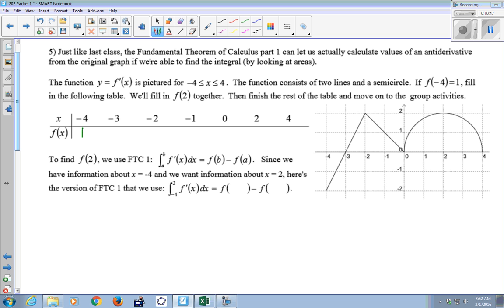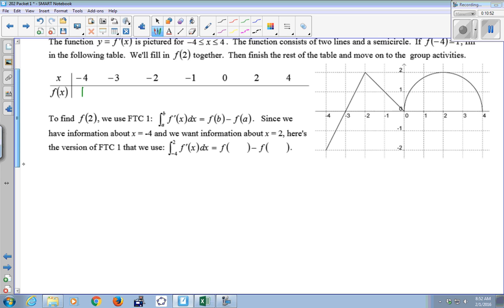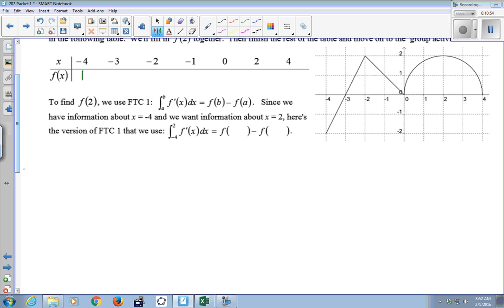And I'm going to do it using the fundamental theorem of calculus. So the fundamental theorem says that I would like to know f of 2. Okay? I want to know f of 2. I know something about f of -4.